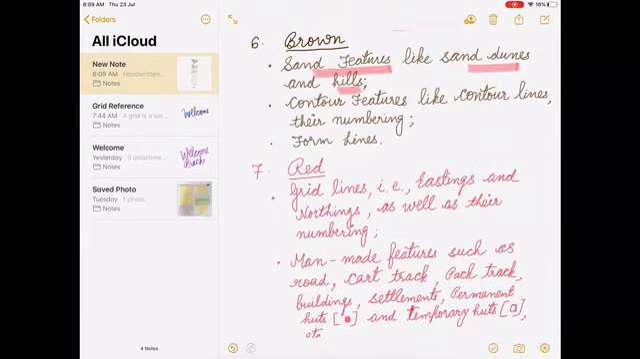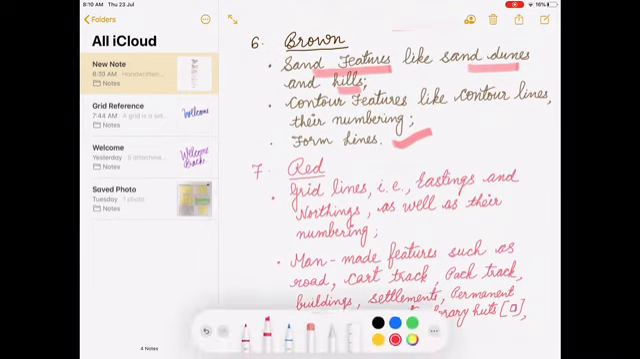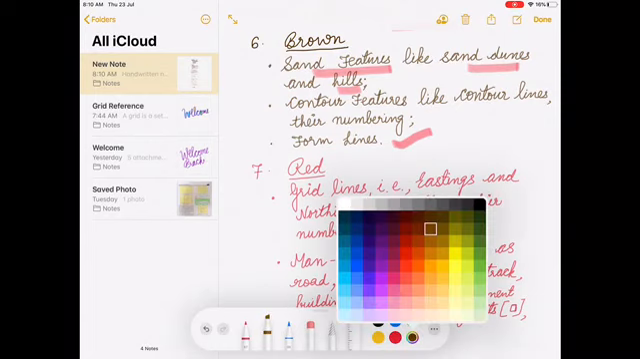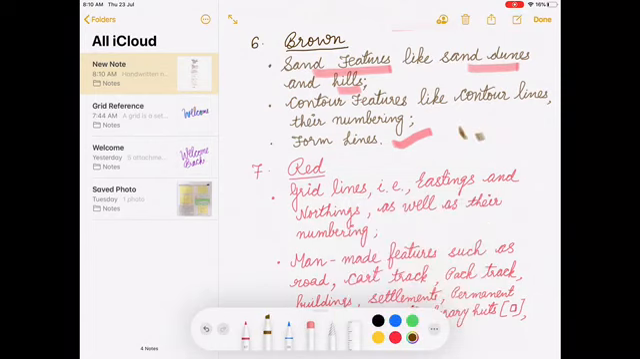If sand dunes are there, brown color dots are used, and if hills are there, contour lines are drawn for the hills, and their number is also written with the brown color. Form lines are also there with the brown color. How are the form lines marked? We have already done that, they are marked with the help of the broken brown color lines, right?